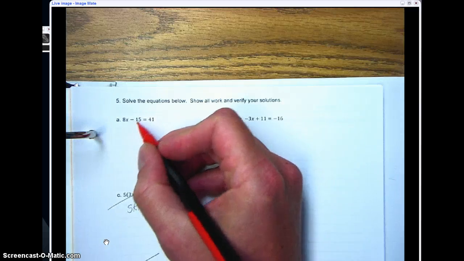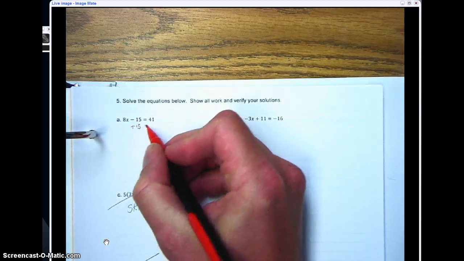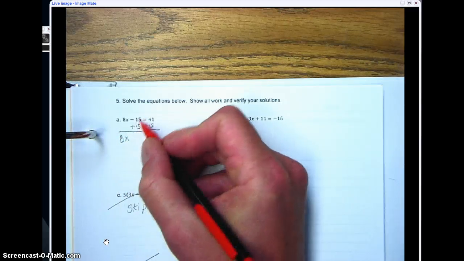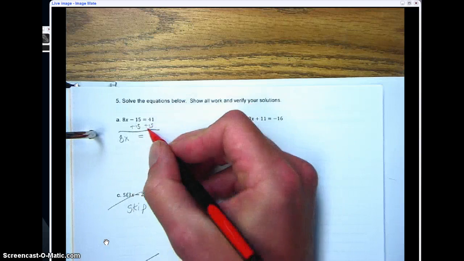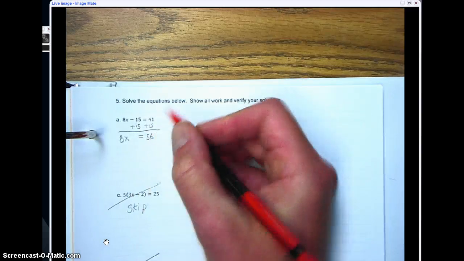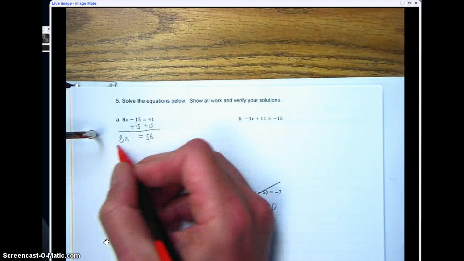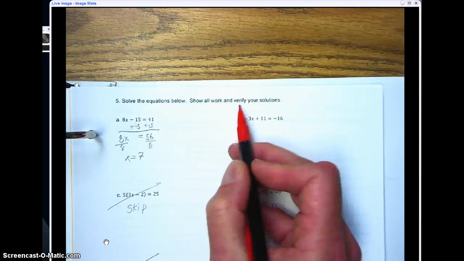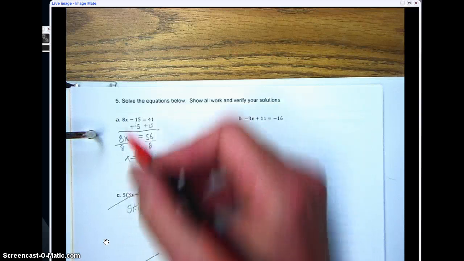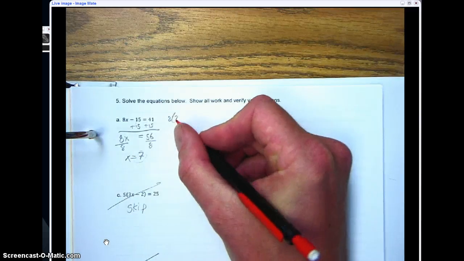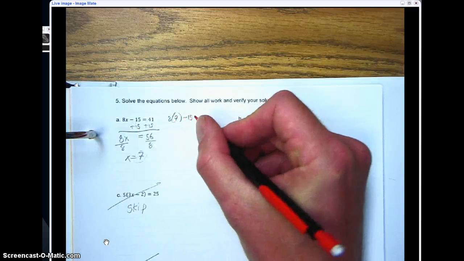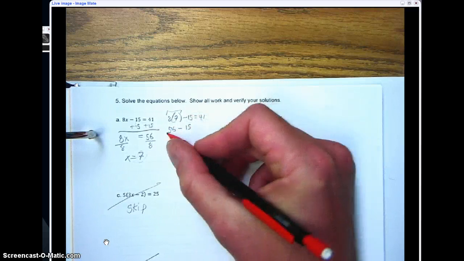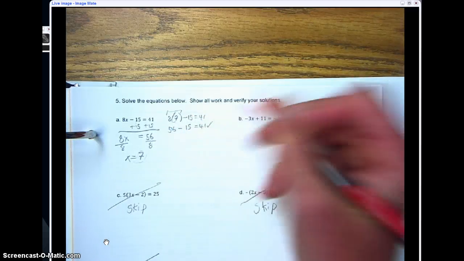You have 15 minuses. To cancel those out, you would add 15 positives. That would make 0 pairs. Would leave you with 8x, nothing here. 41 plus 15 is 56. If I have 8 x's and 56, I could divide it into 8 groups, and I get x equals 56 divided by 8 is 7. And don't forget we want to verify, so we're going to take that 7 and put it right back up here. 8 times 7 minus 15 should equal 41. And we know that's 56 minus 15. 56 minus 15 does indeed equal 41, so we verified.